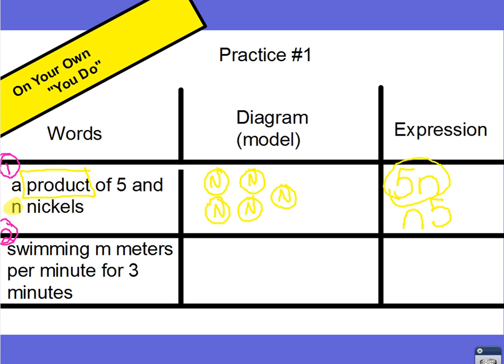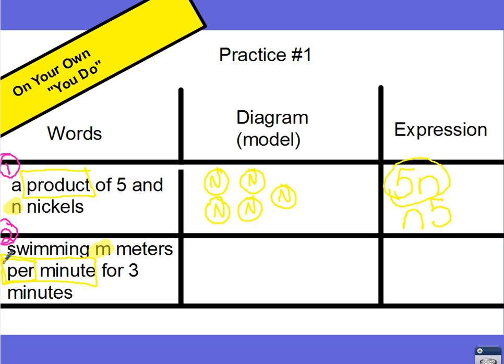Number 2, swimming m meters per minute for 3 minutes. Okay. So the swimming isn't one of the words that's an operation word, but I have per minute and I have minutes. Meters, that's a measurement. So which word would be the one that I'm going to box? Hopefully you did per, because it doesn't make sense to box swimming, meters, minutes, or minute. If you did per minute, that would be fine too.